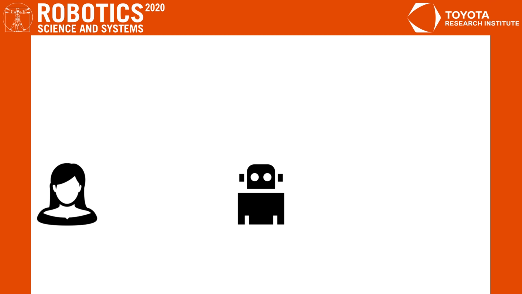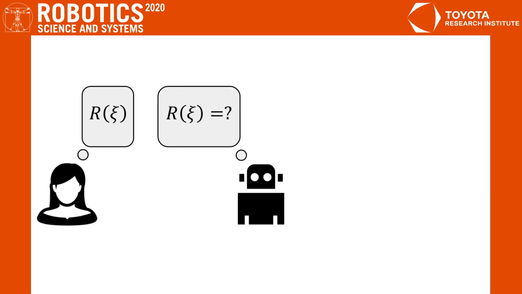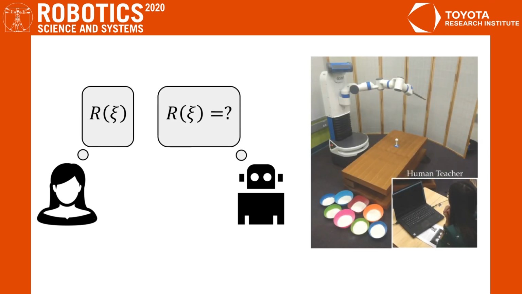Let's say we have a user who wants a robot to perform a task. The user has an internal reward function that she wants the robot to optimize. However, the robot doesn't know this reward function. For example, in this case, the user wants the robot to play a variant of minigolf where each target you see below has different scores. The user knows the scores, but the robot doesn't.